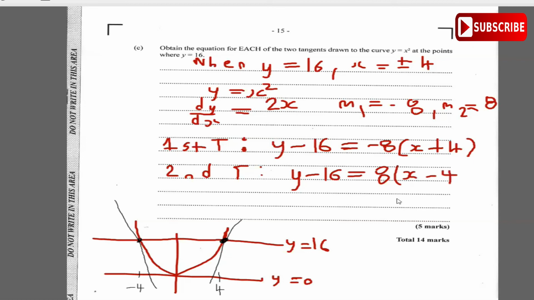Nice and easy. So as you can see, this is the equation of the first tangent, for this black line right here. And this one is the equation of the second tangent, which is this black line right here. You can go ahead and put it in standard form, but it did not ask me to do that, so I am finished right there.